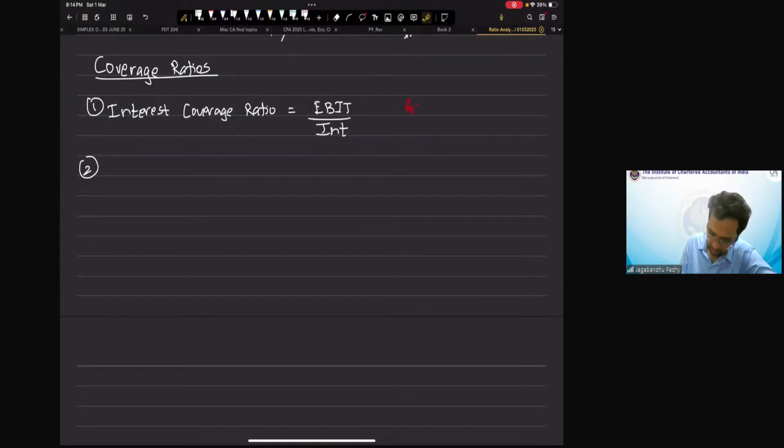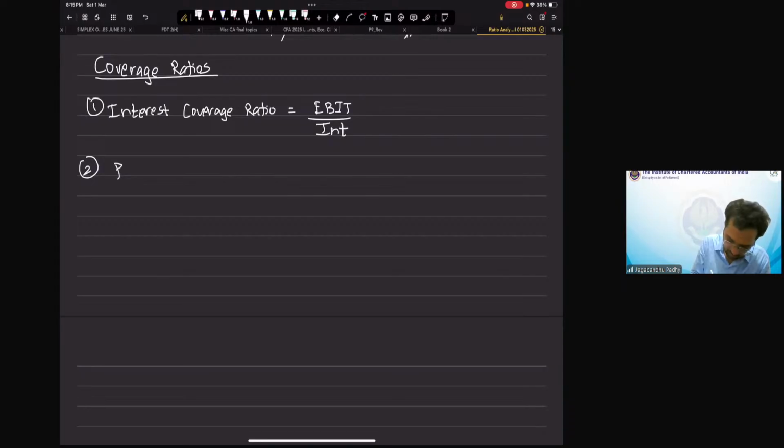Suppose EBIT is 400 and interest is 50, so you'll get the answer as 8 times. This simply means your EBIT is 8 times the interest.